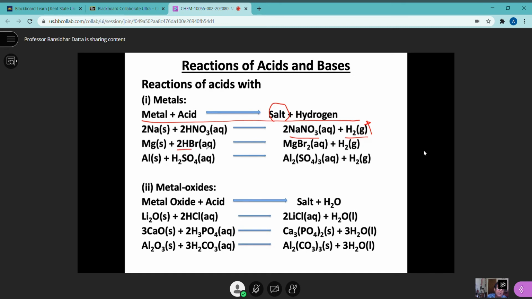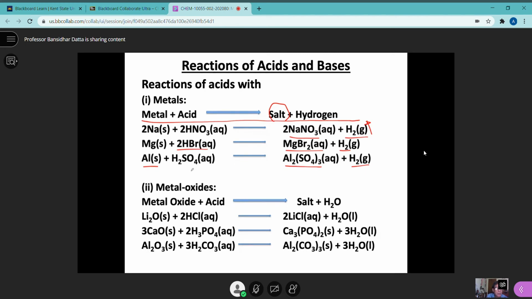Plus, let's say, HBr, hydrobromic acid, you get magnesium bromide salt and hydrogen. Aluminum, group 3. You can also use gallium, indium, plus sulfuric acid, making aluminum sulfate and hydrogen. Everybody okay, right? So metal plus acid, salt plus hydrogen. Hydrogen is a gas that comes out of the reaction, and the salts are usually soluble. Some salts, but not all salts, are soluble, right? We have the solubility rules.